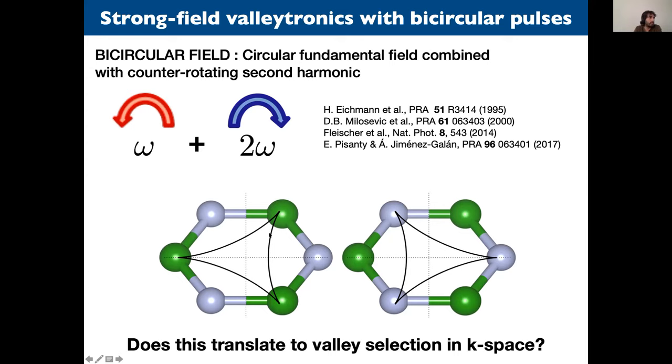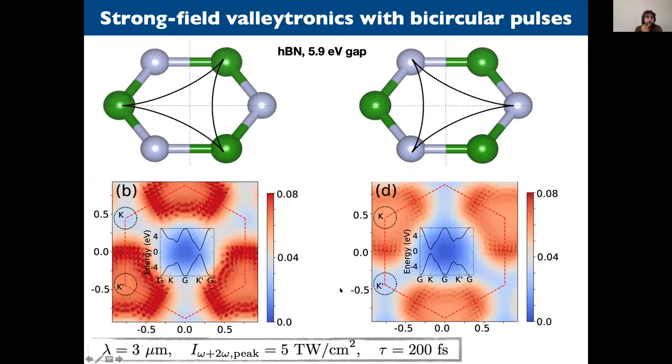But of course, this is a naive picture, because experimentally, you cannot focus the beam on an individual lattice, but it will cover a big part of the crystal. So does this field, as implied by this naive picture, address differently the sublattices in real space? And does this translate to valley selection in K-space? Well, we find that it does.